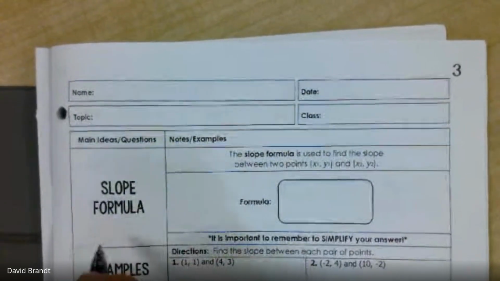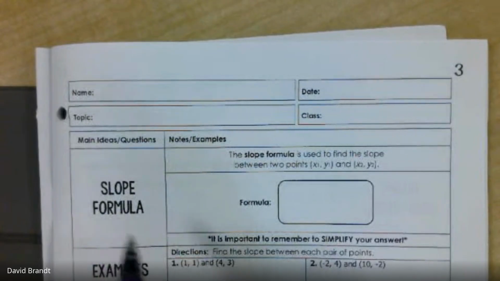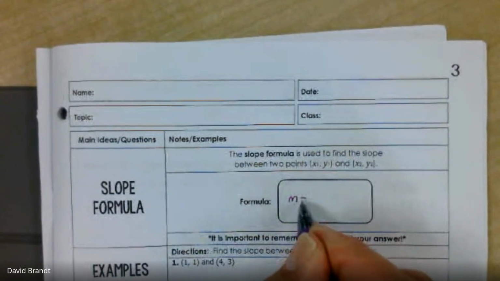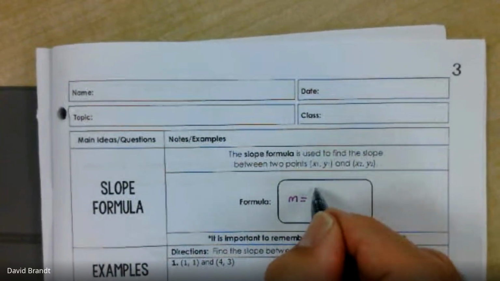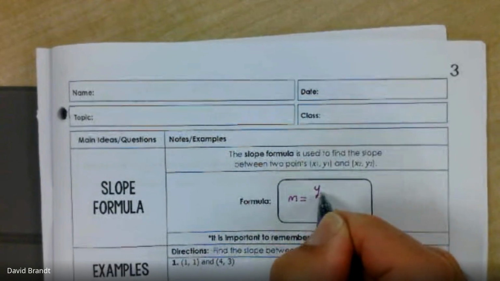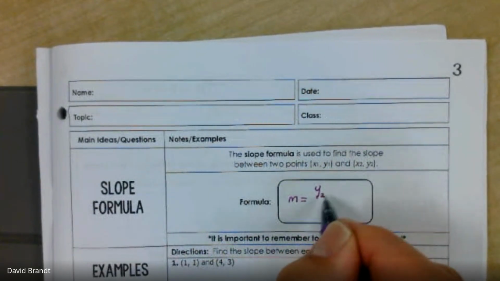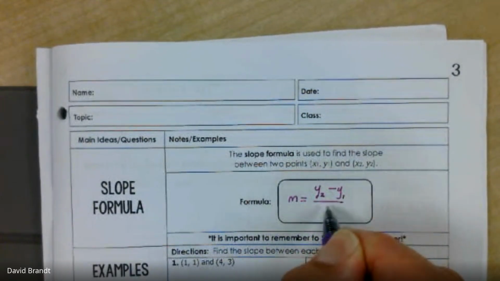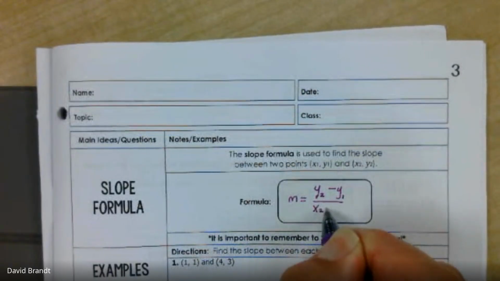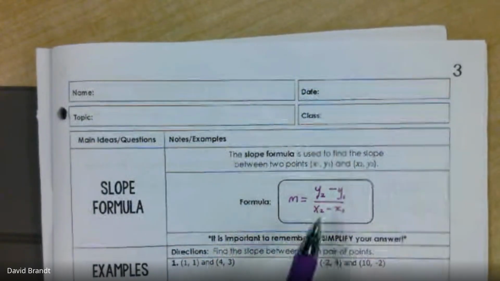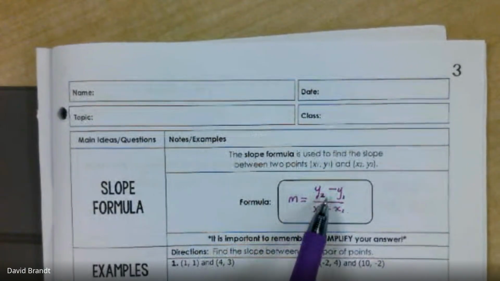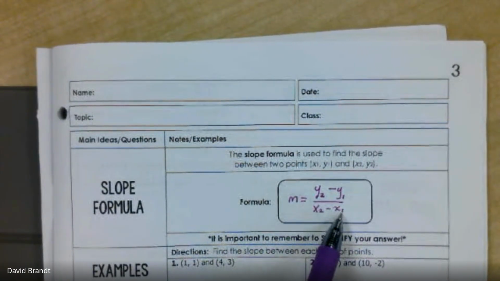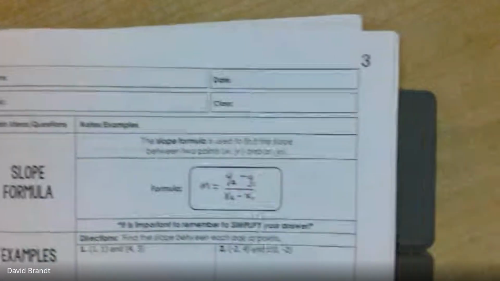Now, if you remember, what is the letter that stands for slope? The letter that stands for slope is M, okay? Now, this formula for slope is y sub 2. That's not an exponent. That's a subscript. Y sub 2 minus y sub 1 over x sub 2 minus x sub 1. That just means the second y minus the first y and the second x minus the first x. That's what that means.